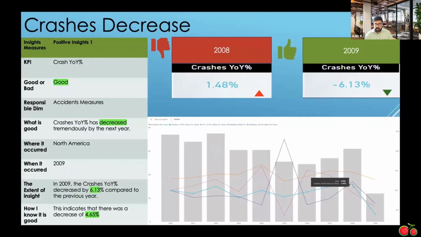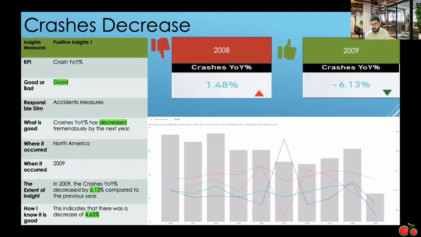Now, in 2008, crashes year to year increased by 1.48%. But in 2009, it decreased by 6.13%. And this is a good thing since our objective is to reduce crashes year to year.